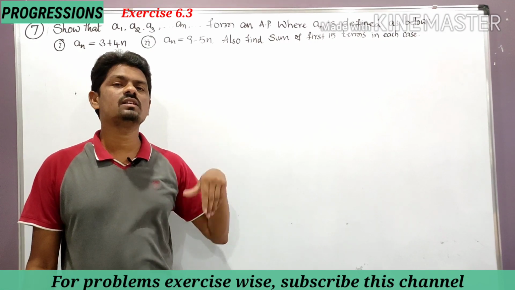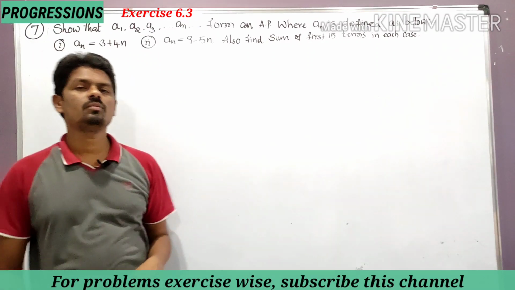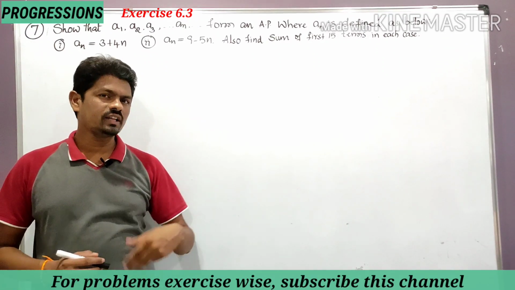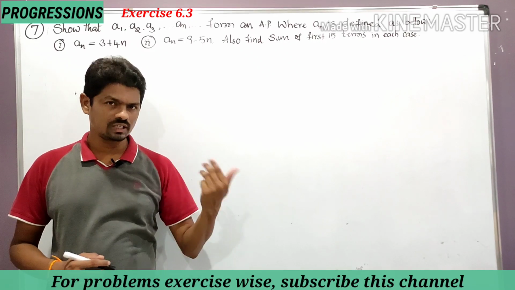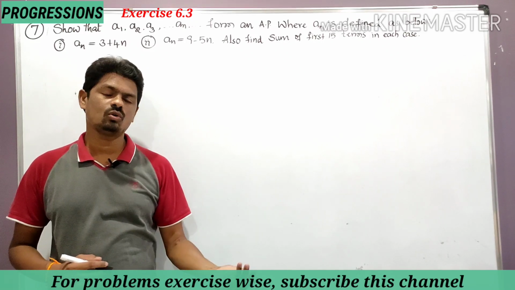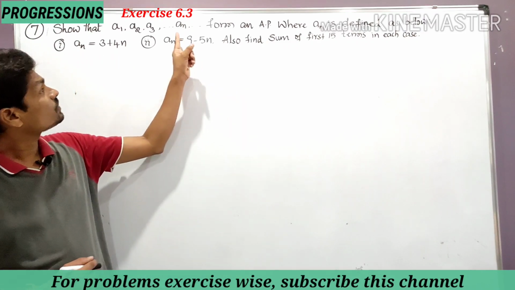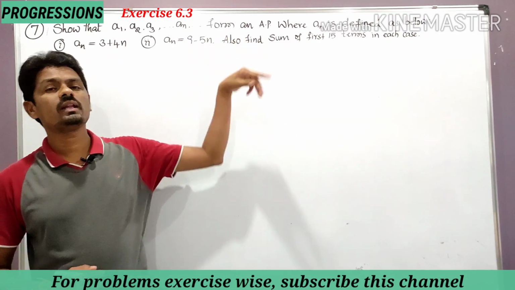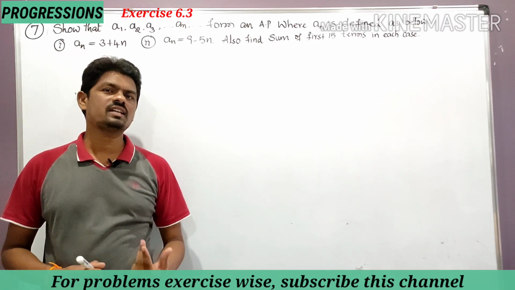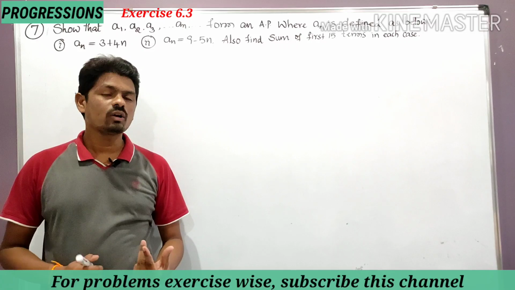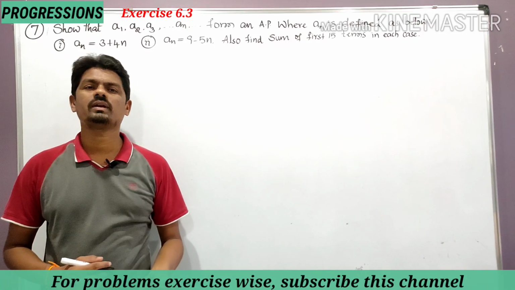See here, he has given an. In the first one, an is equal to 3 plus 4n. So we have to find a1, a2, a3 by substituting n is equal to 1, 2, 3, 4, and we get a1, a2, a3, a4 and so on. We have to show it forms an AP. So it is very easy. We have to find the difference, the common difference of successive terms, to show it forms an AP.